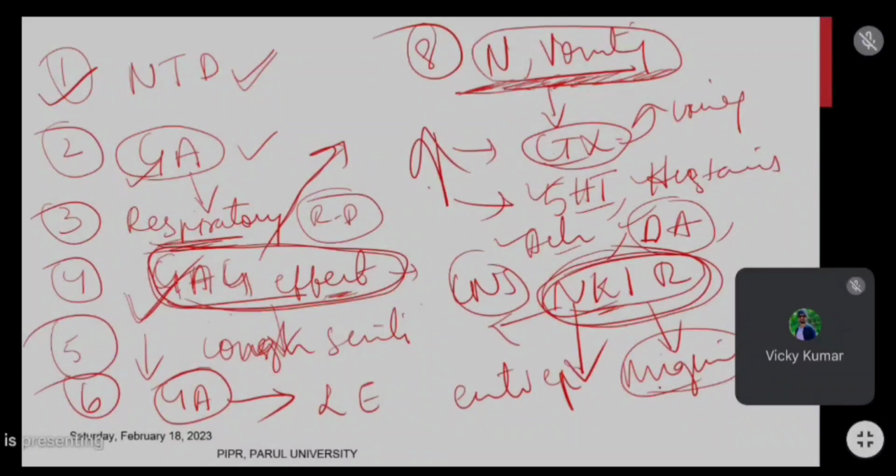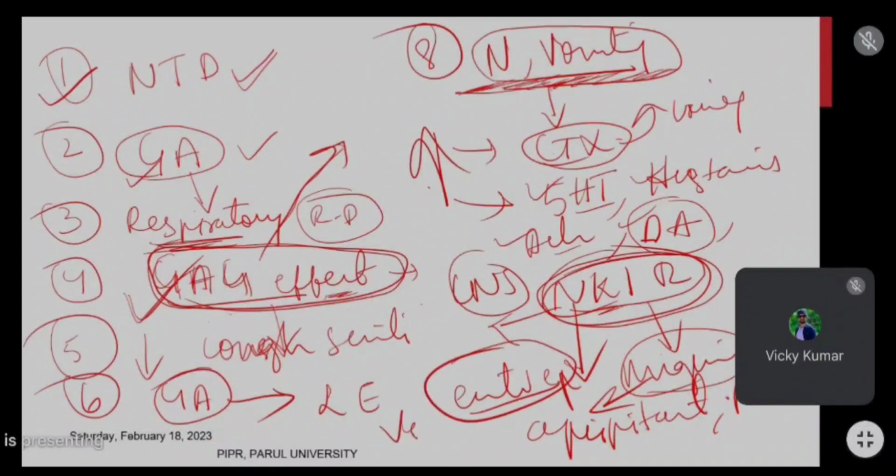And in NK1 receptors, can anyone tell me the examples of NK1 receptor antagonist? We have aprepitant, and rolapitant. These are available in oral form actually. These aprepitant, these are NK1 receptor antagonists. Along with this, we can give other antiemetics like 5-HT3 receptor antagonist, ondansetron, very famous drug. Ondansetron. We can go with antihistamines.